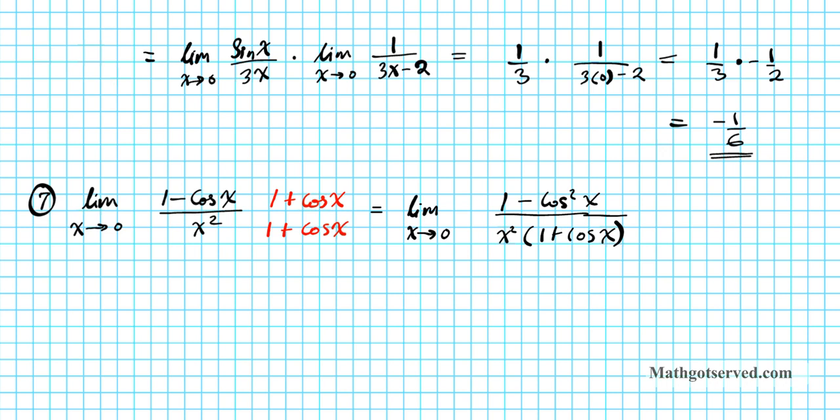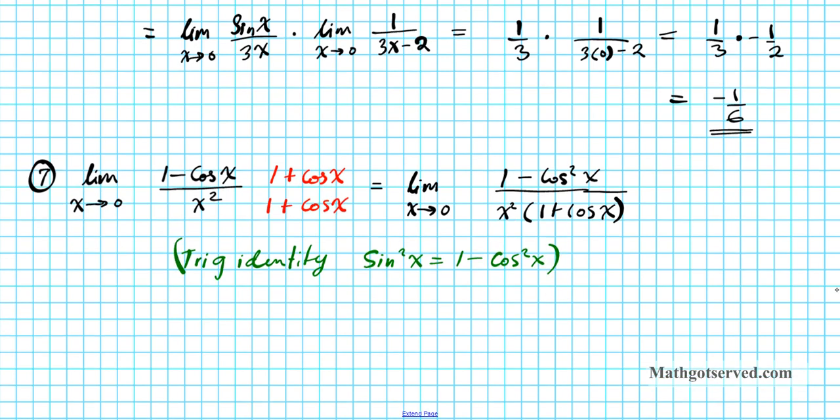Now, using our trig identity, remember the Pythagorean identity, a variation of that: sine squared x is equal to 1 minus cosine squared x, right? So we're going to make use of that to make a substitution in the numerator. So let's do that. We're going to have the limit as x approaches 0. In the numerator, I'll have sine squared x over x squared times (1 plus cosine x).